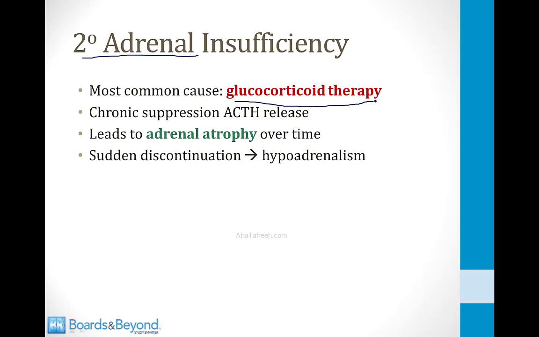Now, this may seem confusing because I told you a little while ago that chronic steroid therapy leads to Cushing syndrome, and now I'm saying it can lead to adrenal insufficiency. But the reason for adrenal insufficiency in patients on glucocorticoid therapy is that the steroids chronically suppress ACTH release from the pituitary gland. This can lead to adrenal atrophy over time. Basically, the steroids are doing the job of cortisol production and the adrenal gland is not doing anything, so over time it begins to atrophy. What this means is if the patient suddenly discontinues their steroid therapy, the adrenal gland cannot increase its production of cortisol in a timely manner, and this will lead to hypoadrenalism.